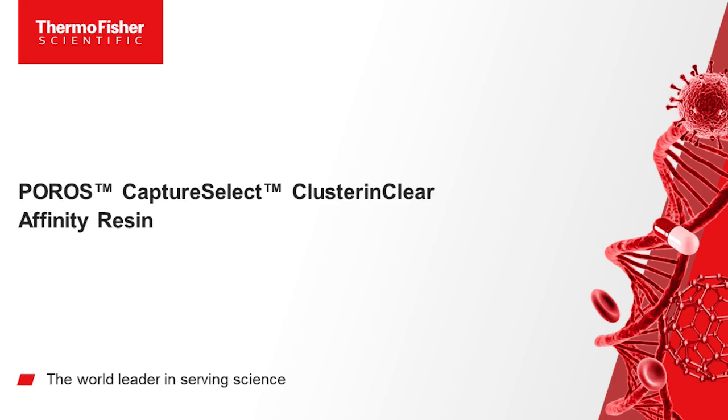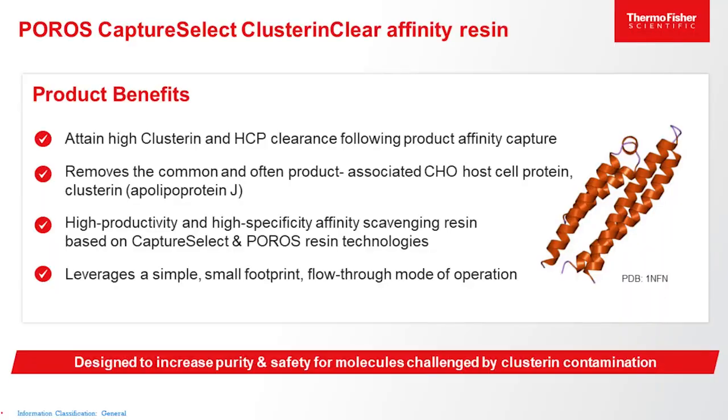So moving on to talk a bit about the product and some data. As I've mentioned, the customer approached us with a problem, which was the removal of clusterin. So we developed this POROS CaptureSelect Clusterin Clear scavenging resin. Some of its benefits are that you are able to provide clearance of clusterin and also other host cell proteins following product affinity capture.